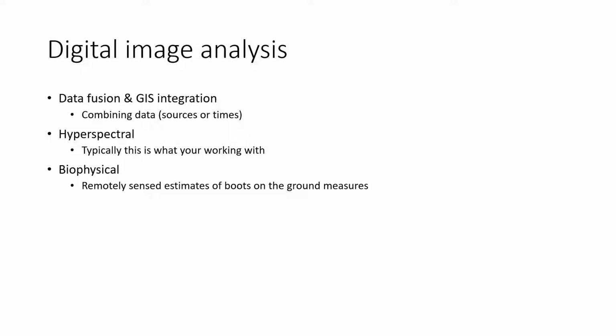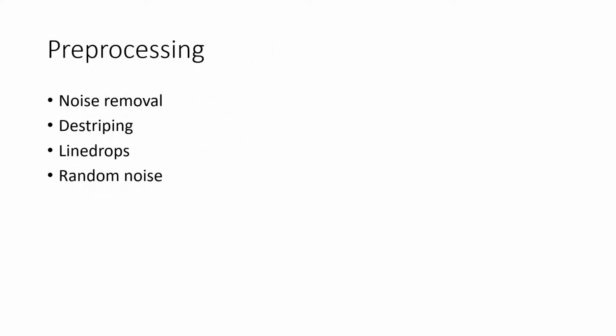Hyperspectral data, when we talk about that with image analysis, that's where the real money is made, if you will. That's where we take all kinds of information to find things out. Biophysical, things like estimating the number of people at an event, things like that. So what are some of the pre-processing steps we might want to consider? Noise removal, de-striping, line drops, and getting rid of random noise.